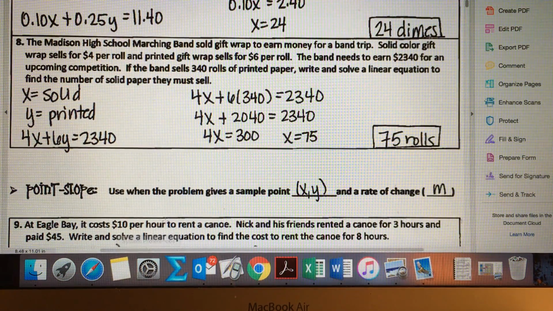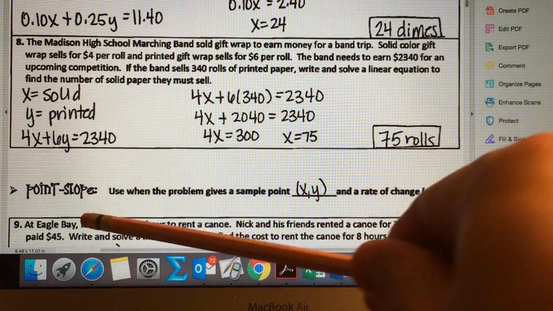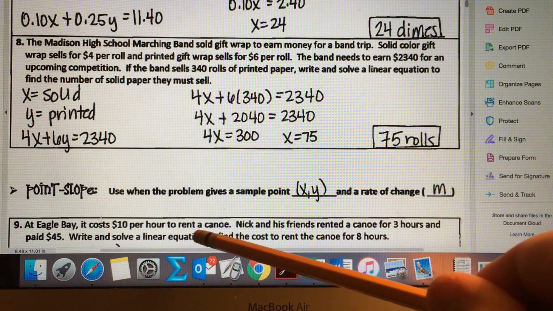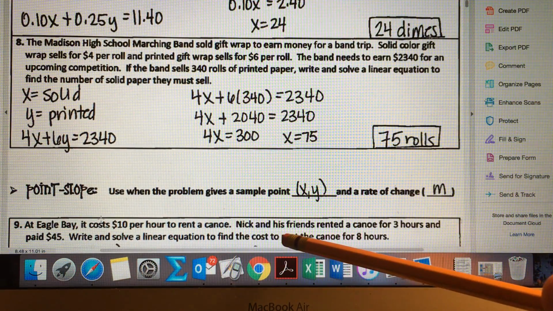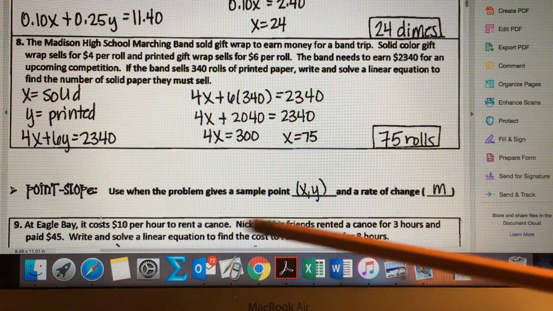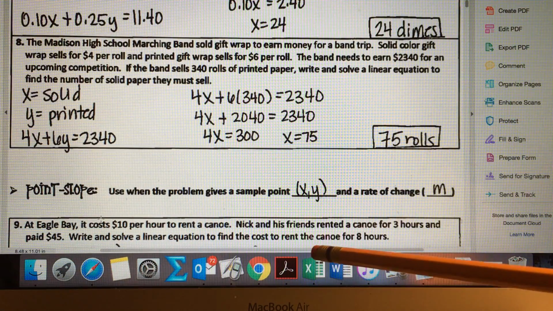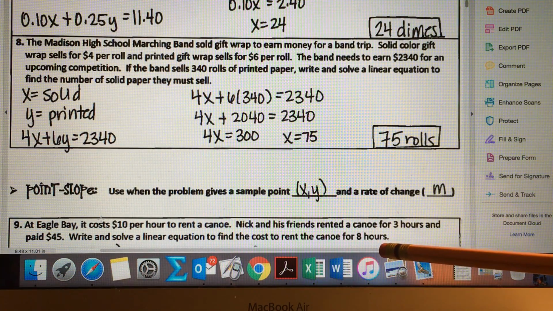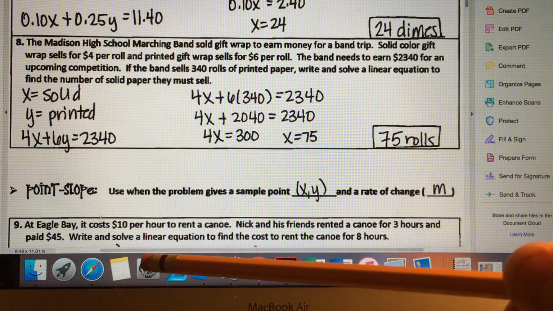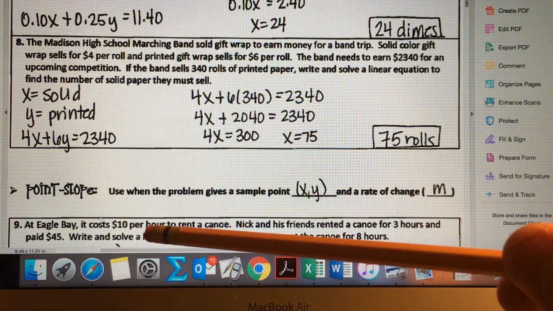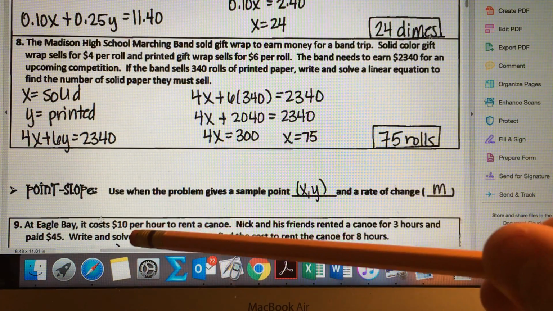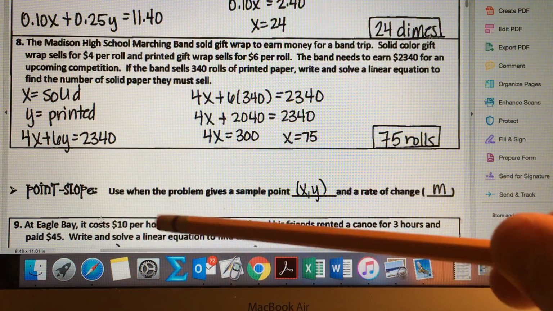All right, so at Eagle Bay, it costs $10 per hour to rent a canoe. Nick and his friends rented a canoe for 3 hours and paid $45. Write and solve a linear equation to find the cost to rent the canoe for 8 hours. Okay, so notice it costs $10 per hour to rent the canoe. What is that right there? What does that represent?